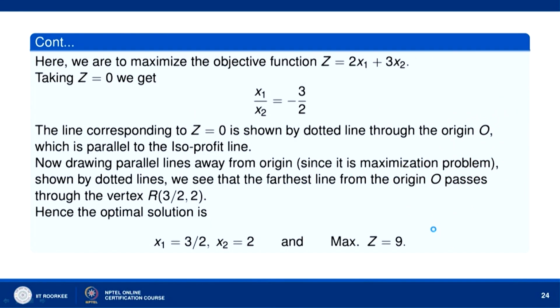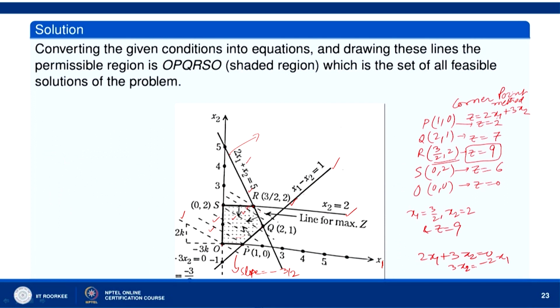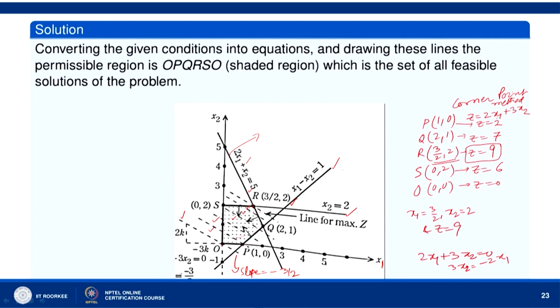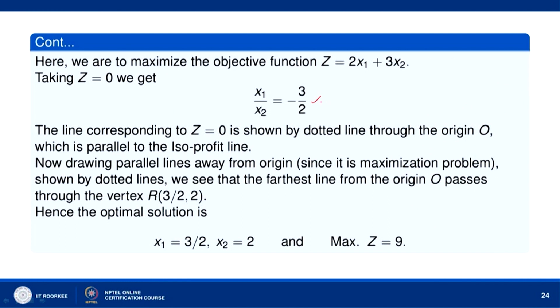Here we have written x2 by x1 is minus 3 by 2, but the slope is minus 2 by 3, not minus 3 by 2. Slope is y upon x. So, the slope is minus 2 by 3.